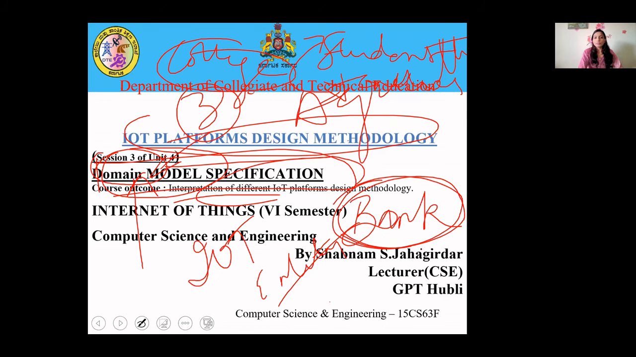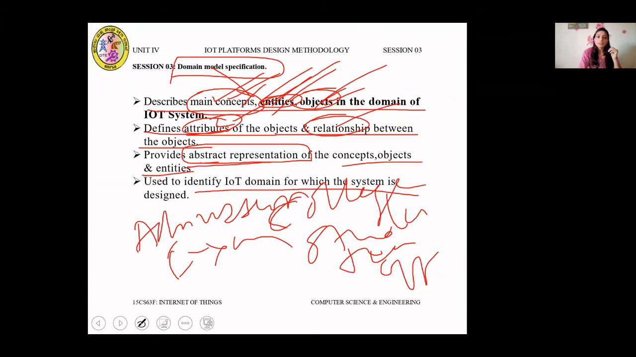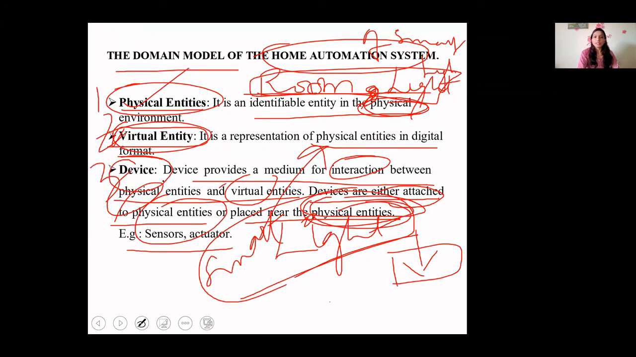This is your step 3 in the IoT platform design methodology. It means domain model specification, which comes after the previous process specification. Here we need to know more about the domain knowledge. We describe main concepts, entities, objects, and try to find out the relationship between them. And what all do we identify here? Physical entity. Physical entity means an identifiable entity in the physical environment. The representation of a physical entity in digital format is known as a virtual entity.